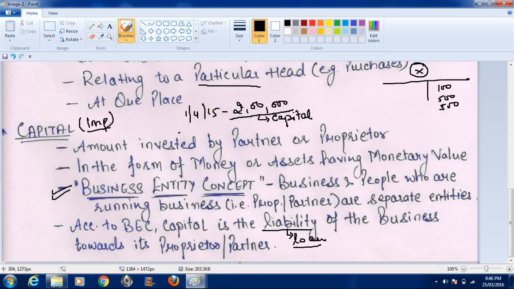Understanding capital is very important. It is the amount invested by the partner or proprietor in his or her business in the form of money or assets having monetary value. The business and the people who are running the business are separate entities. So the amount that has been advanced by the partner or proprietor to the business is a loan for the business. It is a liability for the business. Okay.